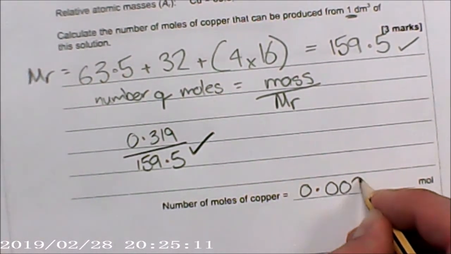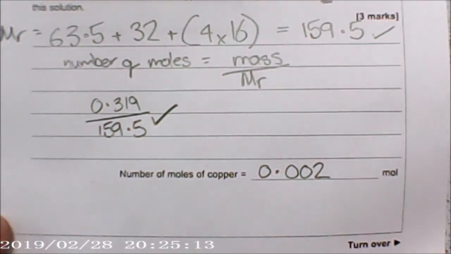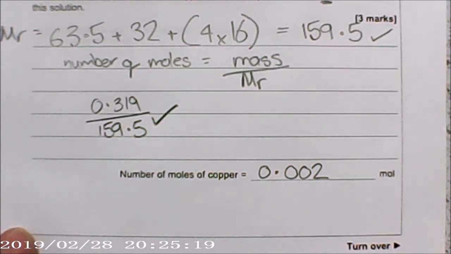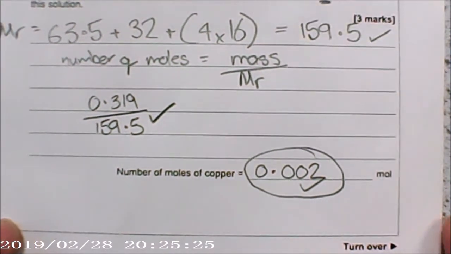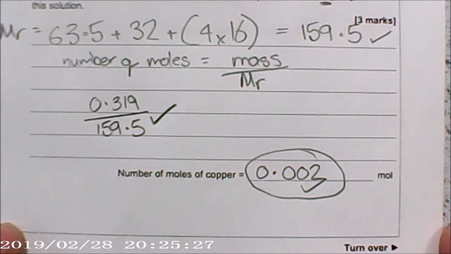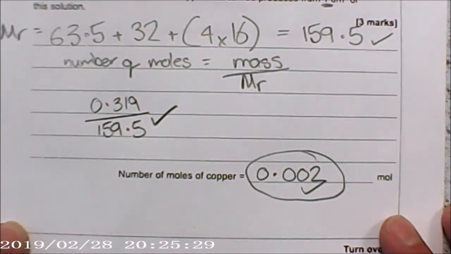0.002 moles. You might have put 2 times 10 to the minus 3, that's absolutely fine. That is your third mark. If you've got that, then that automatically is worth 3 marks, okay? But always show your working out.